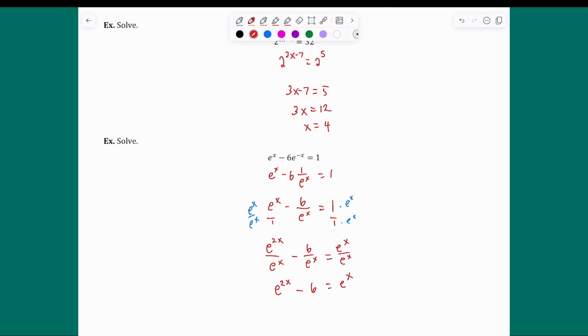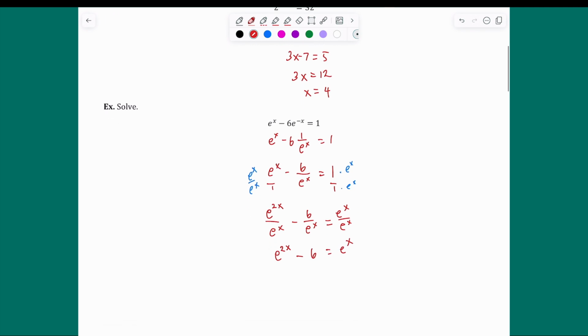Okay, so this still is not helpful in the sense that we still have this new constant here, and we're not going to be able to combine it. But if we subtract off e to the x on both sides, we could get e to the 2x minus e to the x minus 6 equal to 0. I'm sorry, I don't know where I got that negative exponent there.